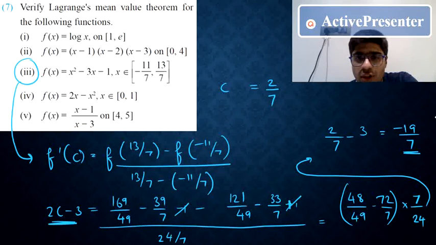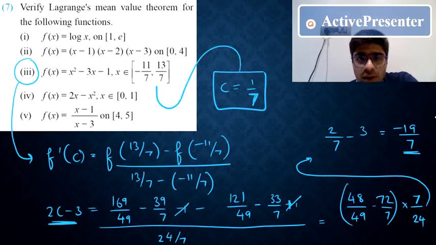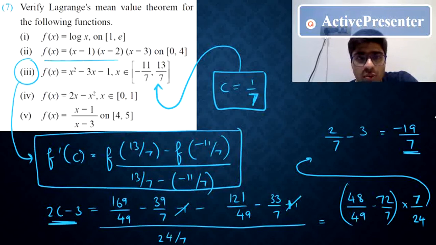And when you cancel off that 2 here and here, you get the value of C as 1 upon 7. So the value of C, 1 upon 7, lies in the given interval. And yeah, you have one value of C lying in the given interval where the condition of LMVT is going to be satisfied. Okay, so that's how we are verifying LMVT for the third function.